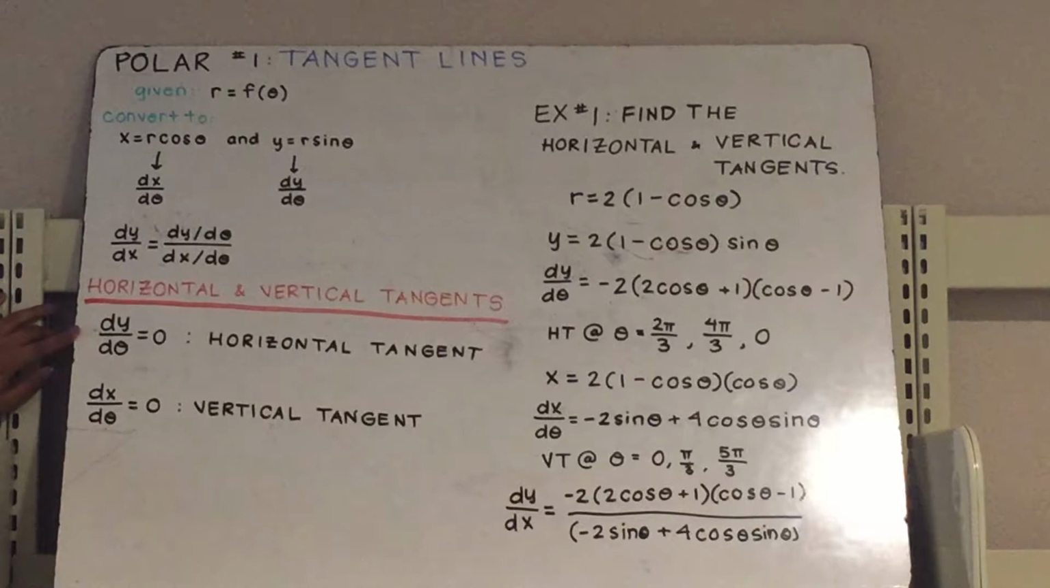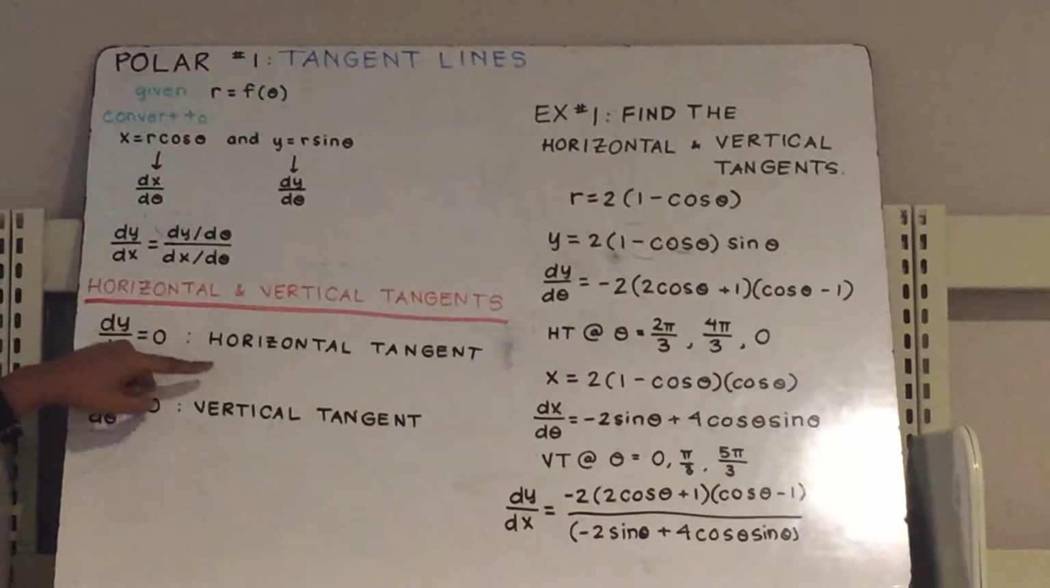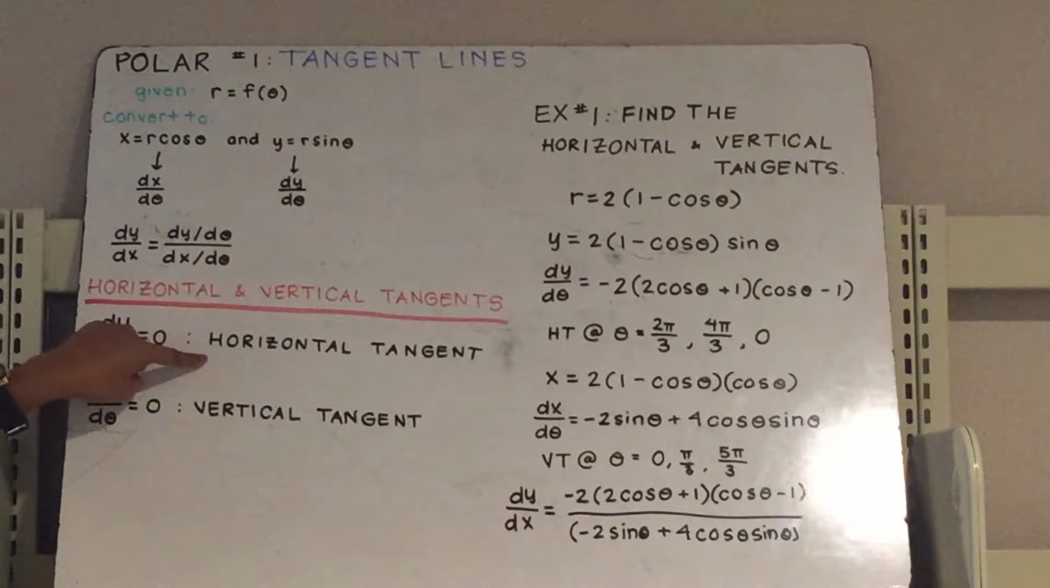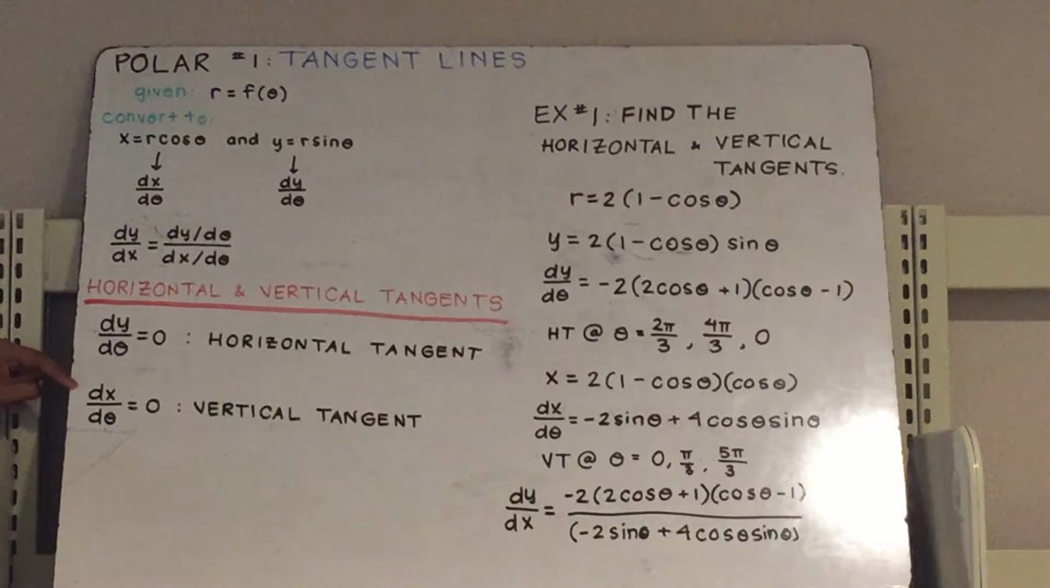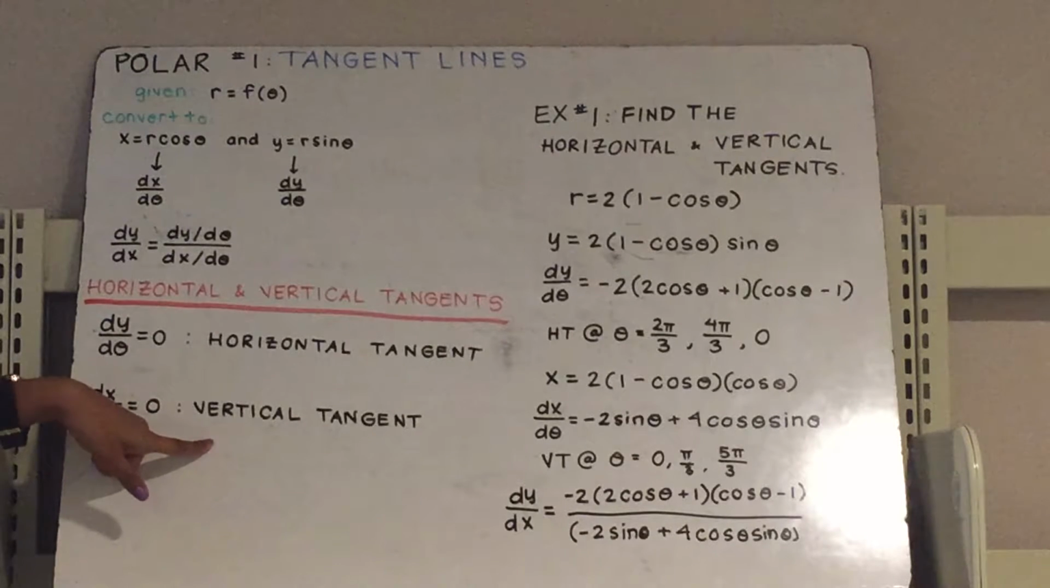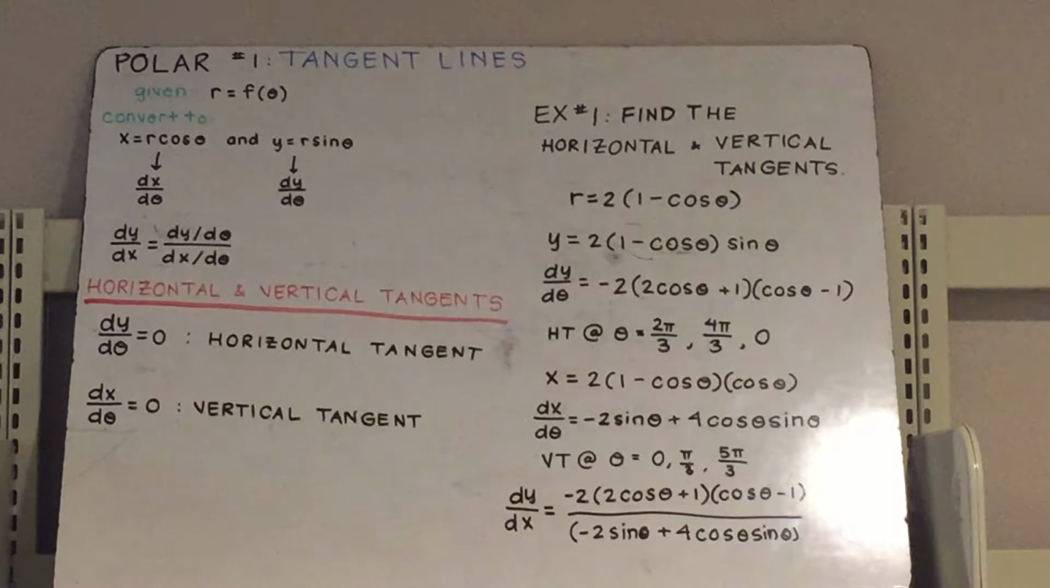Let's talk about vertical and horizontal tangent lines. If you found your dy d theta and your dx d theta, and dy d theta equals 0 at some points, at those points, which you'll see on graphs, you'll have a horizontal tangent. If dx d theta equals 0 at some points, then you'll have a vertical tangent. So in this example over here, I put down to find the horizontal and vertical tangents of the graph r equals 2 times 1 minus cosine theta.